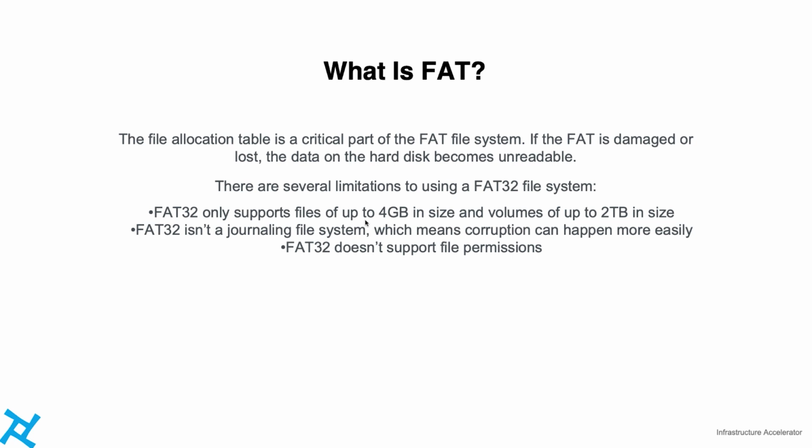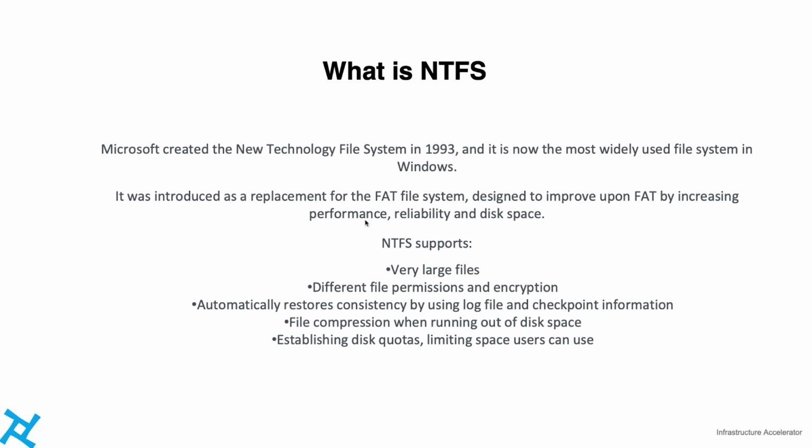So the hard drive, the actual C drive or the D drive which you create on your computer, cannot be more than 2 terabytes in size. FAT32 isn't a journaling file system, which means a corruption can happen more easily. So it has less fault tolerance to the corruption of the data. And FAT32 doesn't support file permissions, which is a big drawback. And that's why it is not used in Windows computers anymore. It doesn't support file permissions.